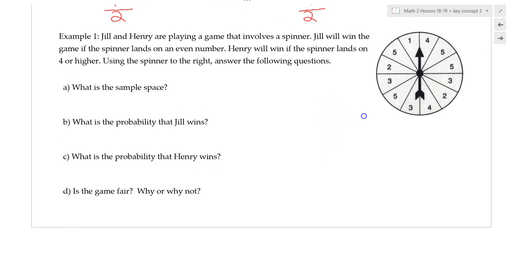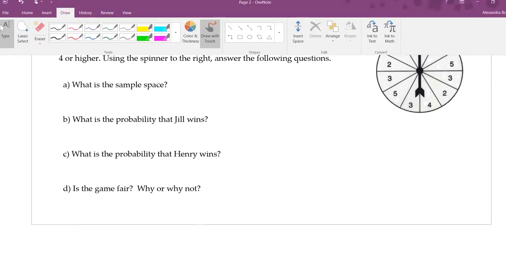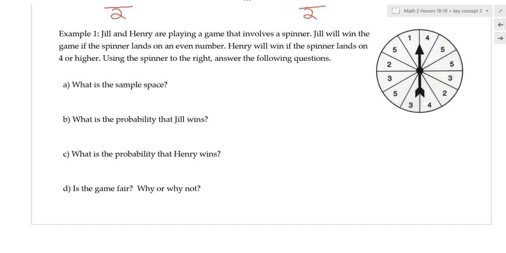All right, looking at example 1 here. Jill and Henry are playing a game that involves this spinner. Jill wins the game if the spinner lands on an even number. Henry will win if the spinner lands on 4 or higher. Using the spinner to the right, answer the following questions.